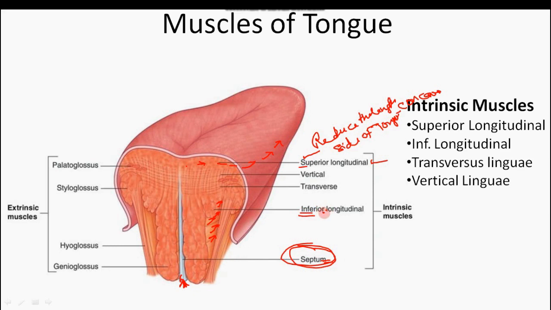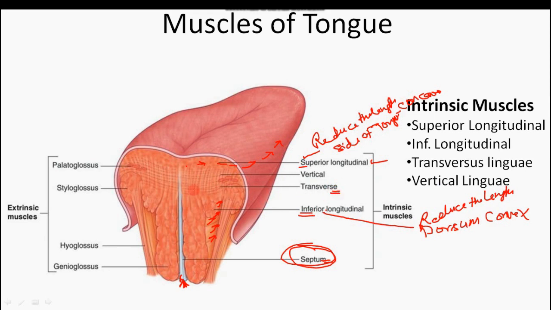Its first action is to reduce the length of the tongue. Second, it makes the dorsum convex. Clear? Next is this transversus linguae.